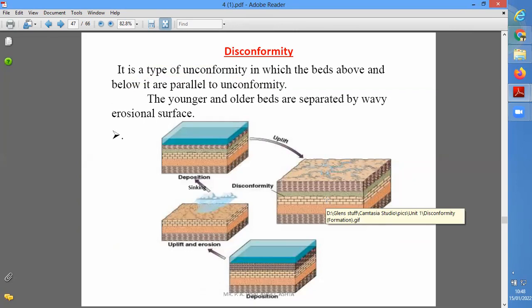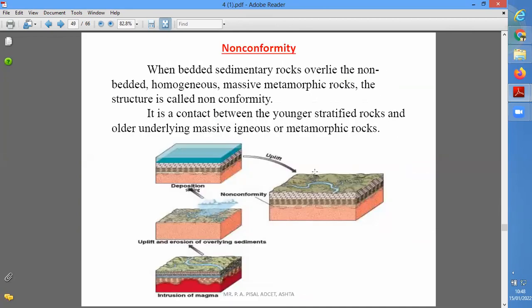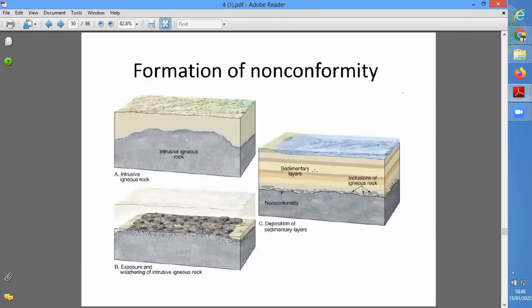and parallel to each other. And in the third type, that is the non-conformity, remember that the rocks which are present below the unconformity, they are without layers, and the rocks which are present above the unconformity, they are horizontal layered rocks. Okay, so these are the 3 types of the unconformities. Okay, now this point is very important.